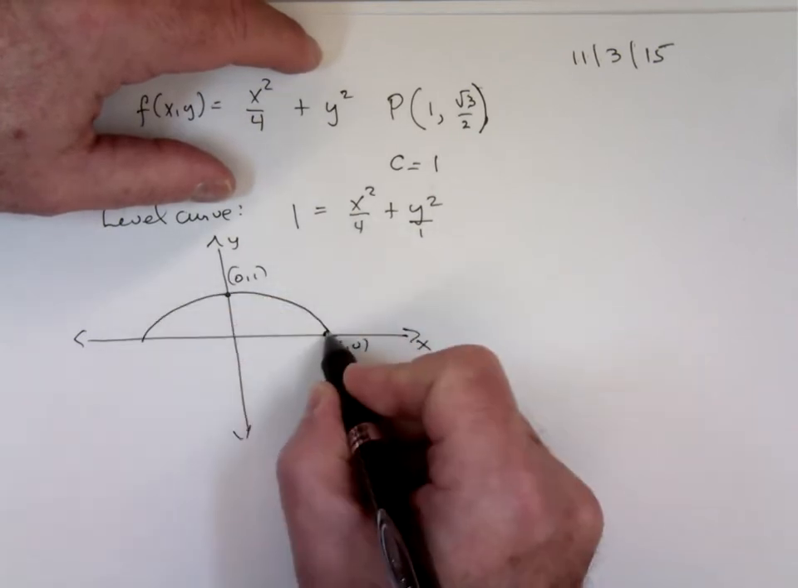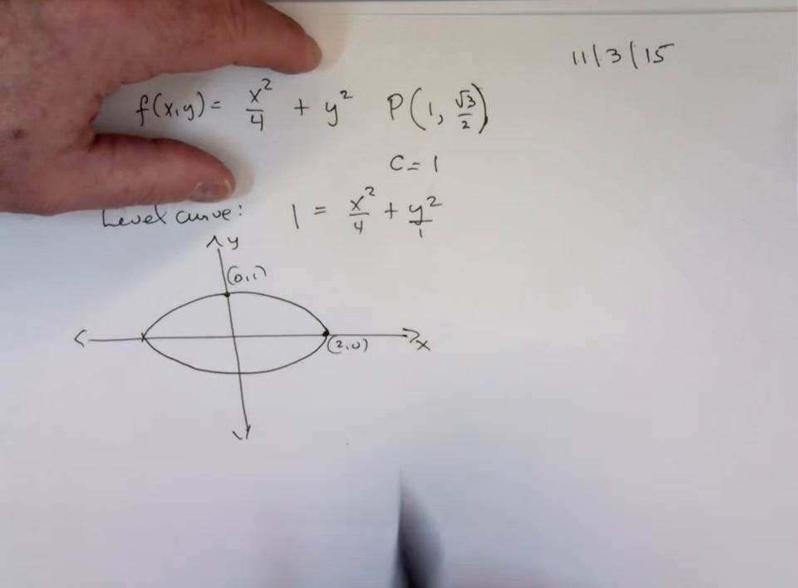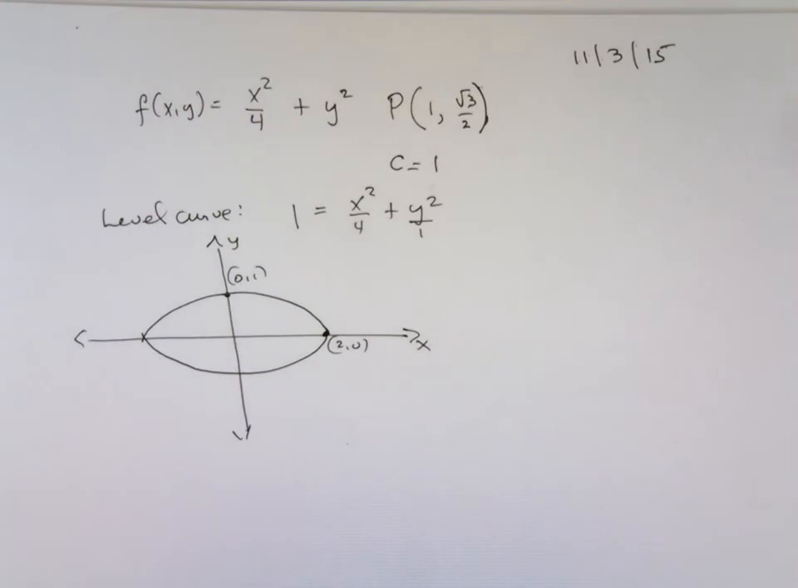This is that level curve dropped down to the xy plane. Okay, we've got that ellipse. So what we're doing is taking our surface, intersecting it with a plane 1 unit above the xy plane. It's going to intersect our surface in this ellipse. We're taking that ellipse and dropping it down to the xy plane, giving us this ellipse right here: 1 equals x squared over 4 plus y squared over 1.